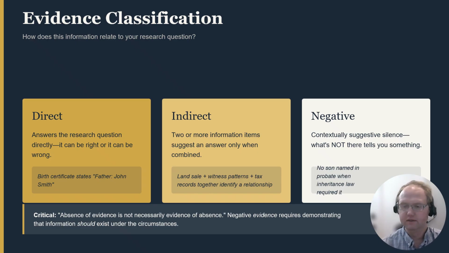So something that you have to remember is that absence of evidence is not necessarily evidence of absence. Negative evidence requires demonstrating that information should exist under the circumstances. Simply not finding something is just a negative finding, such as getting a nil result in a database search, not negative evidence. You have to demonstrate that the absence is significant.